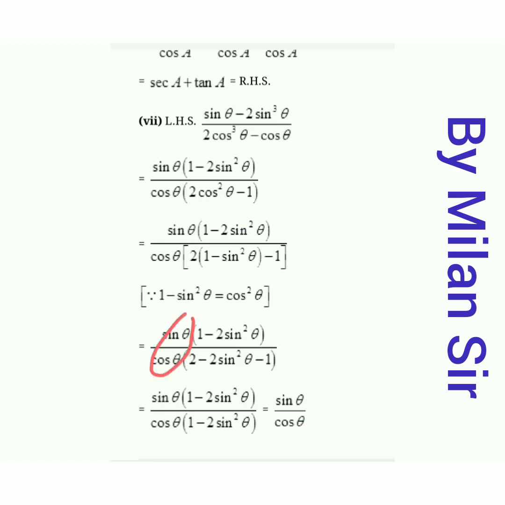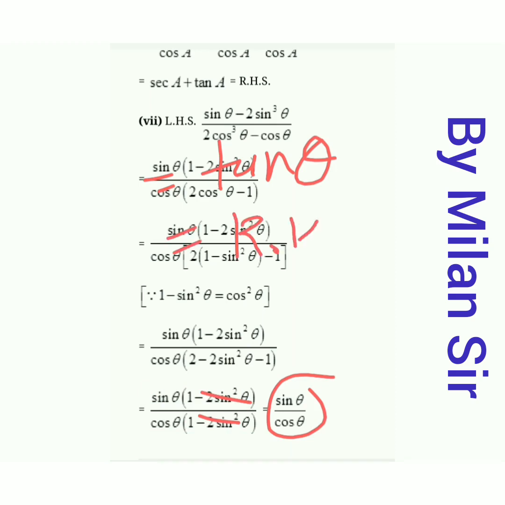Sin theta upon cos theta as it is. 1 minus 2 sin square theta in numerator as it is. Now in denominator, 2 minus 1, it's 1 minus 2 sin square theta as it is. So 1 minus 2 sin square theta. Now look at the numerator and denominator. This bracket is the same, 1 minus 2 sin square theta, 1 minus 2 sin square theta. So it cuts. So what is remaining? That is sin theta upon cos theta, which we can write as tan theta. It's our RHS, right hand side.